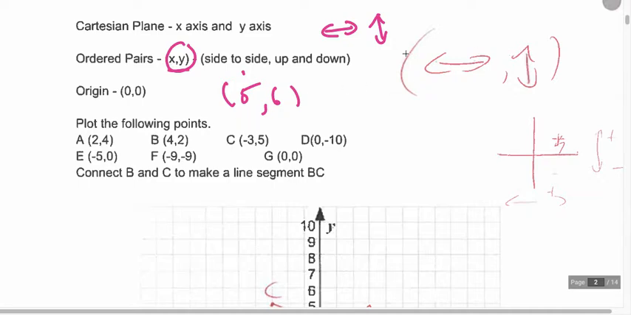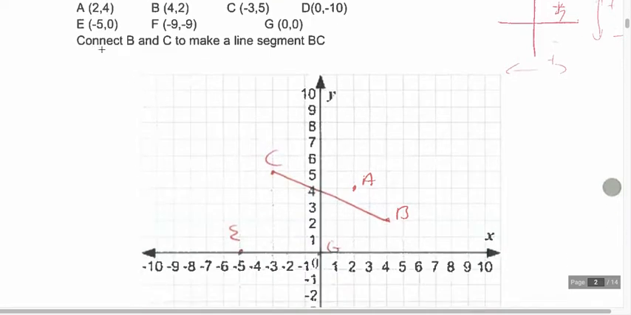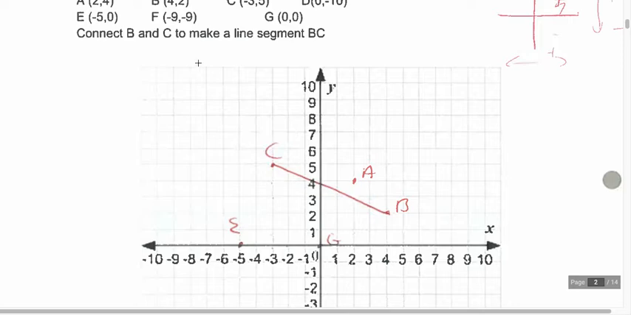When you plot points, you move side to side and then up and down. The point A is the point (2, 4), which means I'm going side to side 2 and up and down 4. Here you've got the x-axis across and the y-axis like this. Everything on the right of the origin, which is (0, 0), is positive, and everything on the left is negative. Everything above is positive in the y direction, everything below is negative. So the point (2, 4) means go right 2, go up 4.